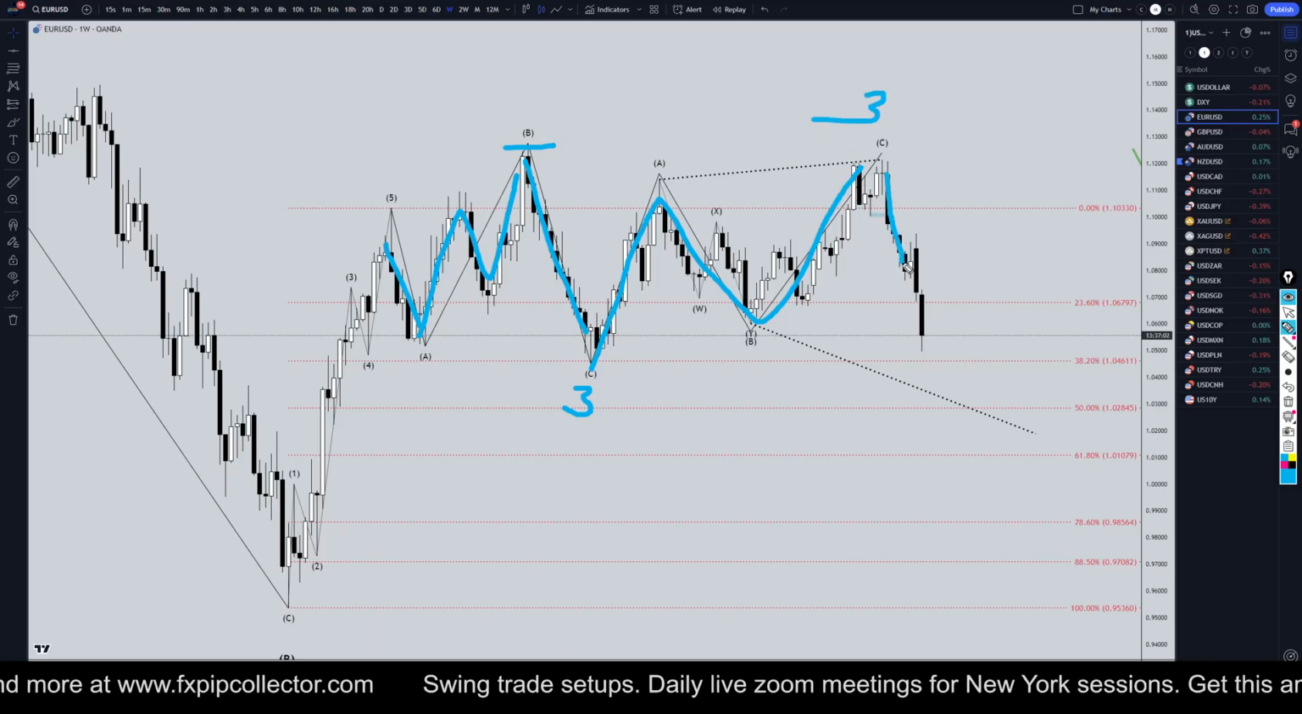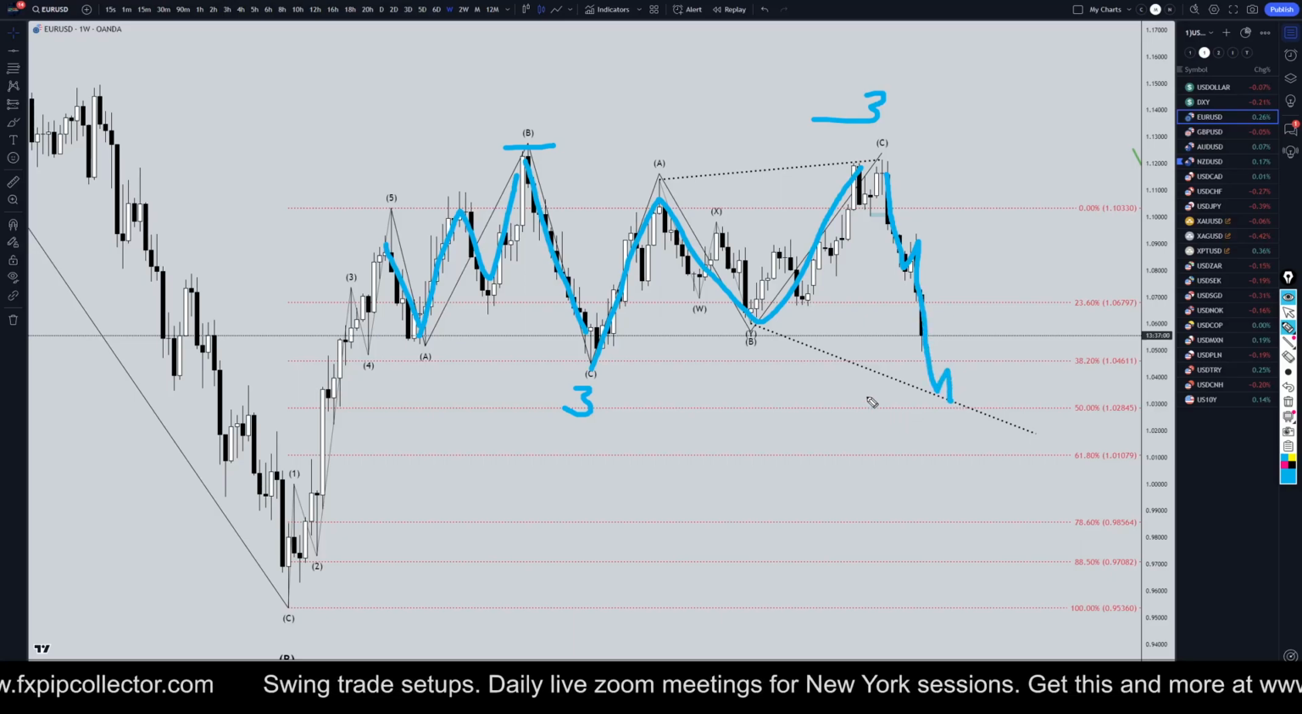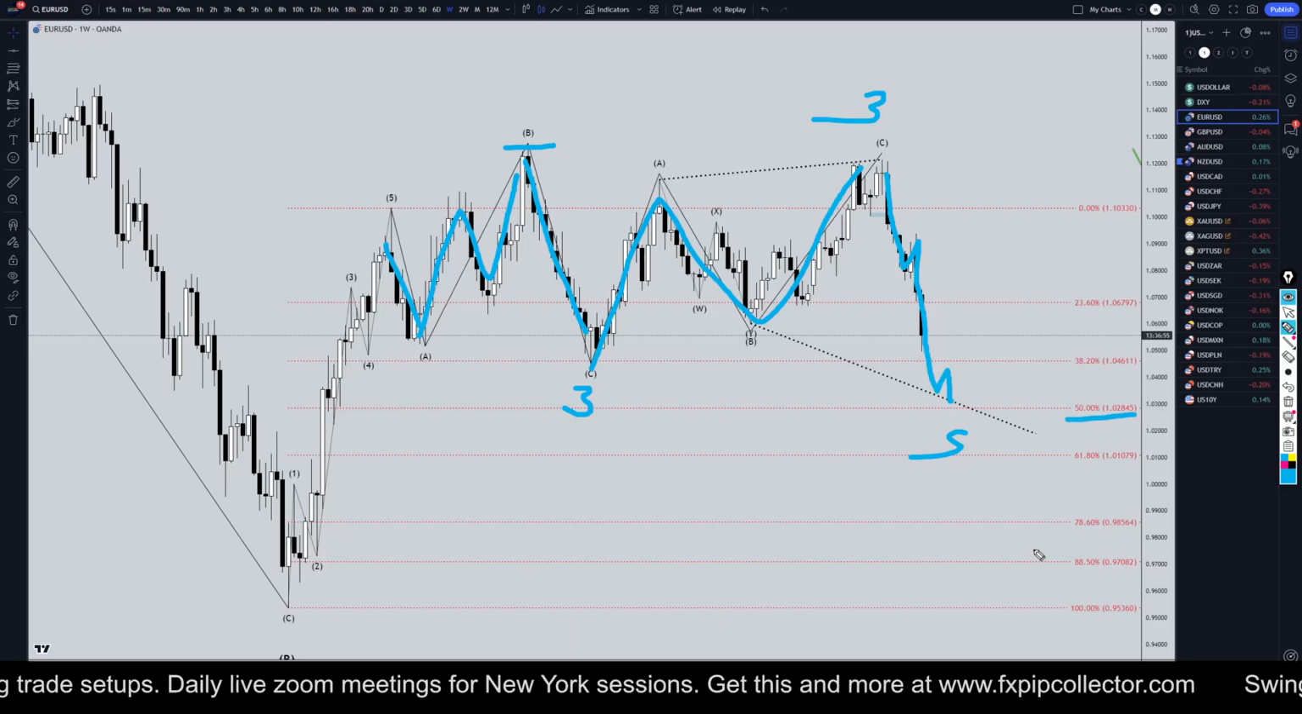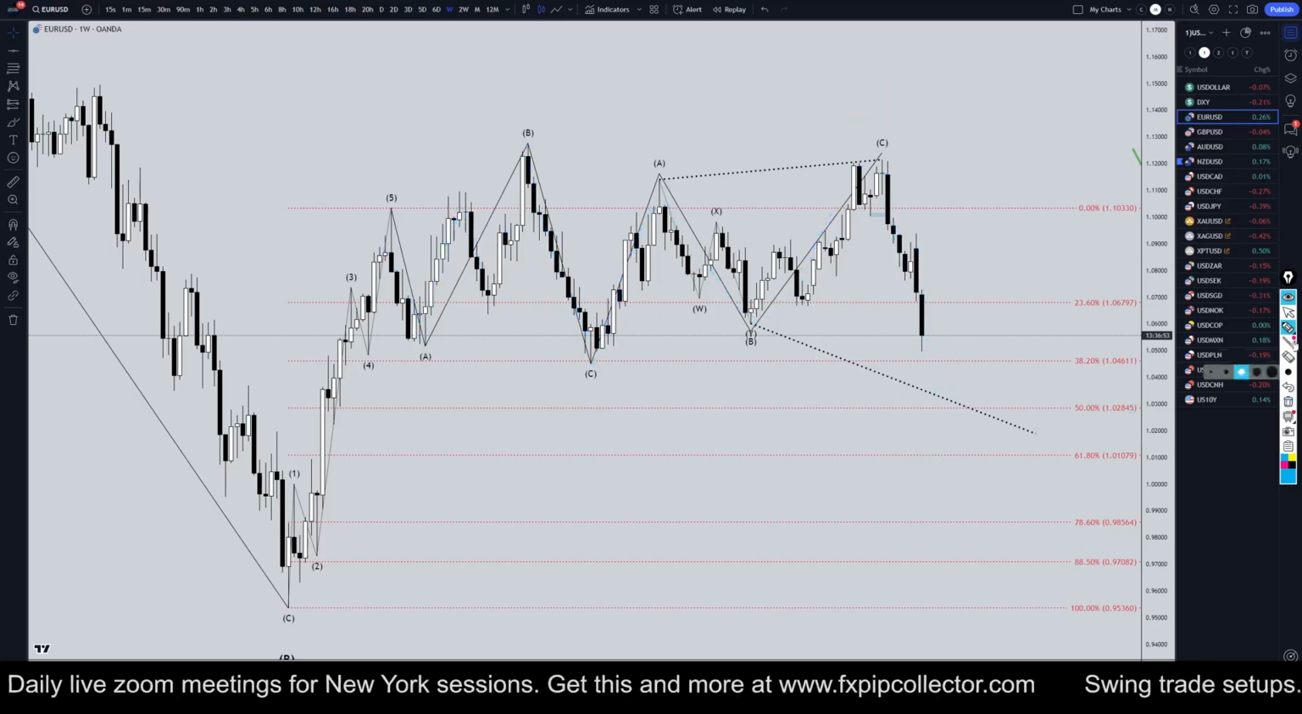Now we are likely in a 1, 2, 3, 4, 5-wave pattern to the downside, which I would expect to probably go down at least to the 50% before we do make that bigger move to the upside.